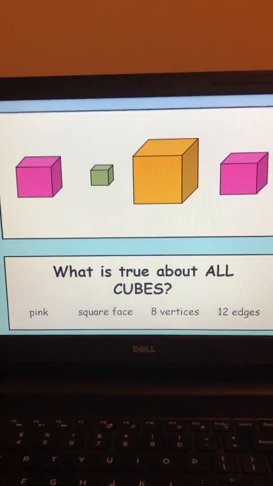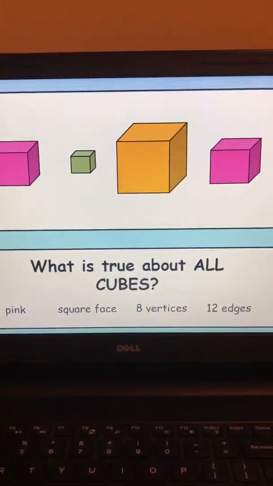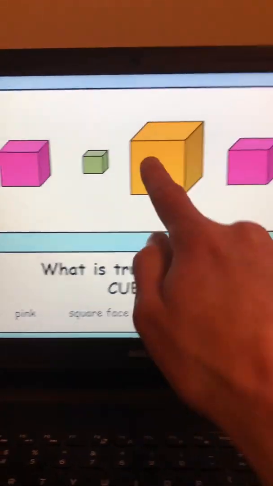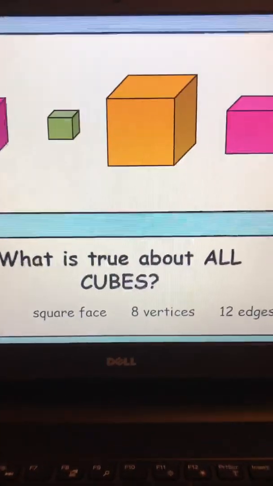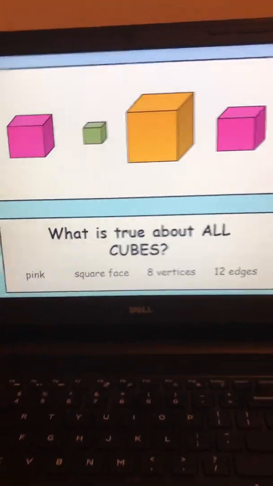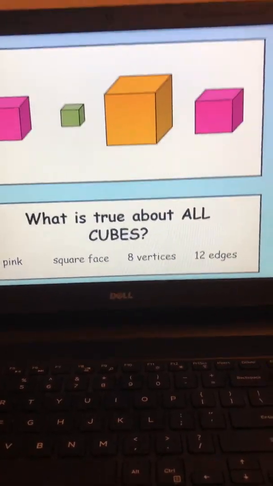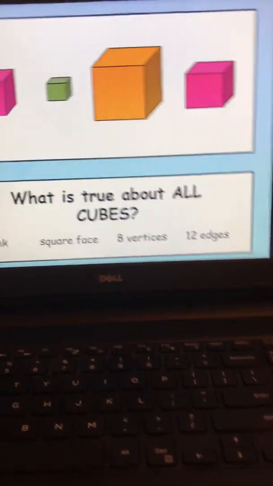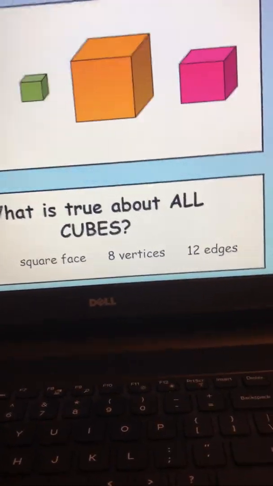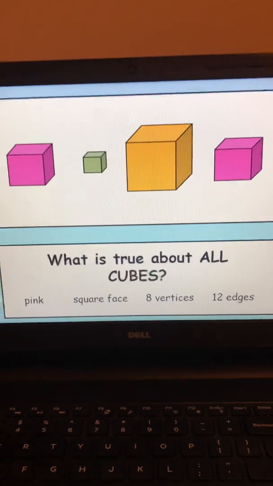What's true about all cubes? All pink, all square faces. What that means is, remember, these are the faces, is each face a square. 8 vertices, 12 edges. Give you a second to think about that one. And now I get a little trickier because I know that these are just drawings of cubes and they're not actual cubes.